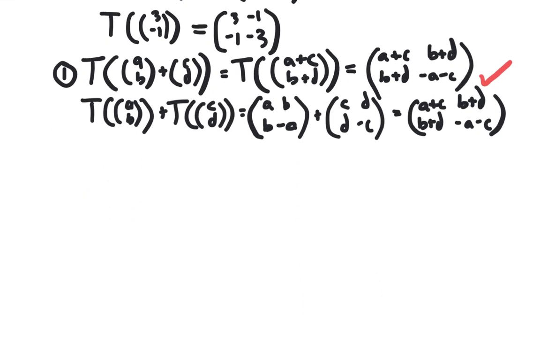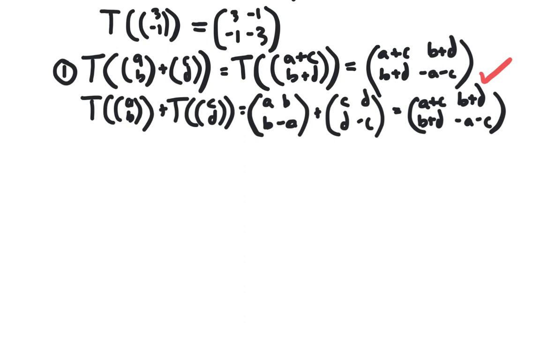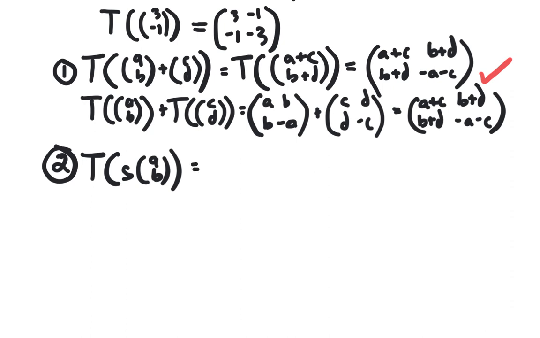Now let's do scalar multiplication. So let's do the same thing. So let's do the second part. So if we take the transformation of, let's call the scalar S, S times AB. Remember, S is just some real number. And we know how to scale a vector. We just multiply each entry by that scalar. So this is the same thing as T of SA, SB.